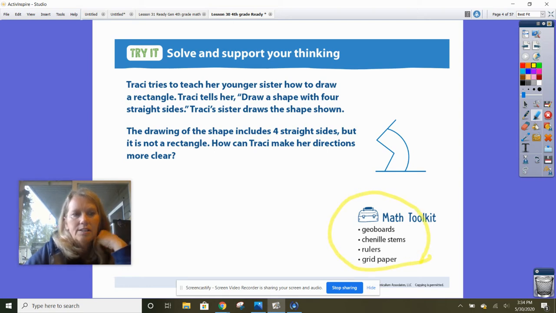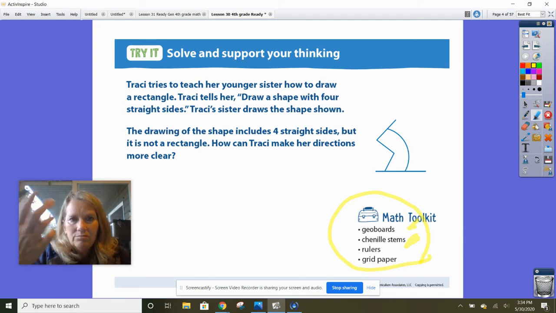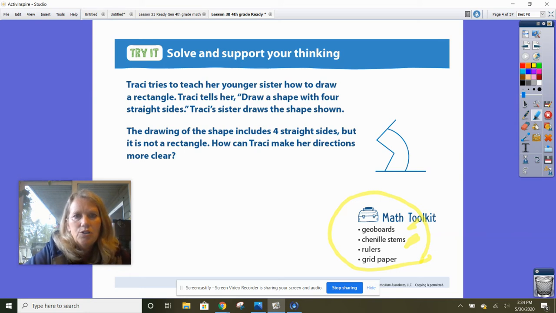On the next one, you might have a digital geoboard. Chenille strips are like pipe cleaners, things that you can bend around. Rulers, grid paper, drawing paper. Use what you have to help out and solve this problem. So yes, how can we be more clear?